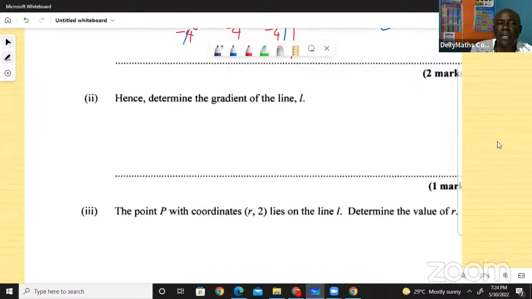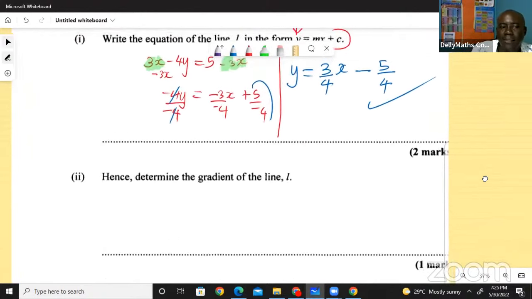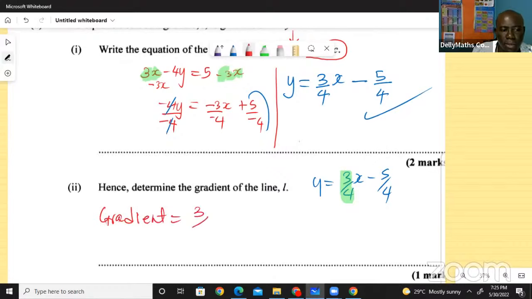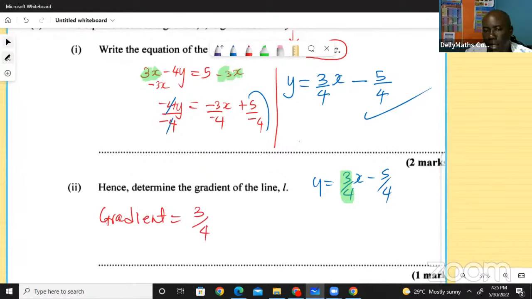Hence, determine the gradient of the line. The word hence there means that you have to use your last response to answer the question. So this is y equal to 3/4x minus 5/4. The gradient is the coefficient of x. So we can just say the gradient is 3/4.